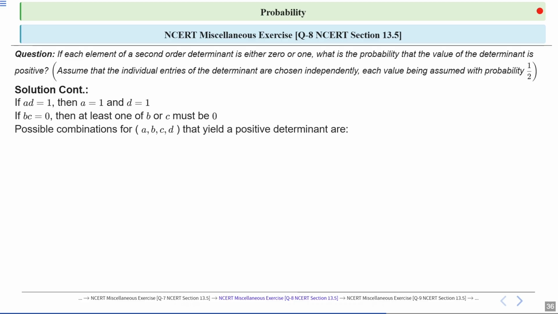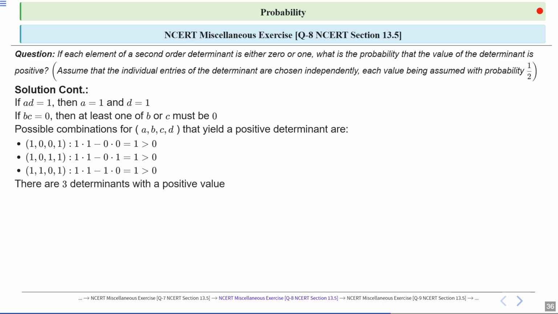So the possible combinations for A, B, C, D that yield a positive determinant are, first, 1, 0, 0, 1, that is 1 times 1 minus 0 times 0, which is equal to 1, greater than 0. The second possibility is 1, 0, 1, 1, and here the determinant is positive. And the third possible combination is 1, 1, 0, 1, where the determinant is 1 times 1 minus 1 times 0, which is 1, greater than 0. So there are 3 determinants that have a positive value.